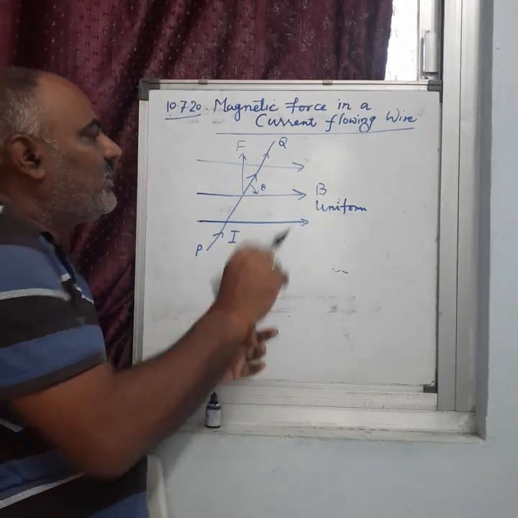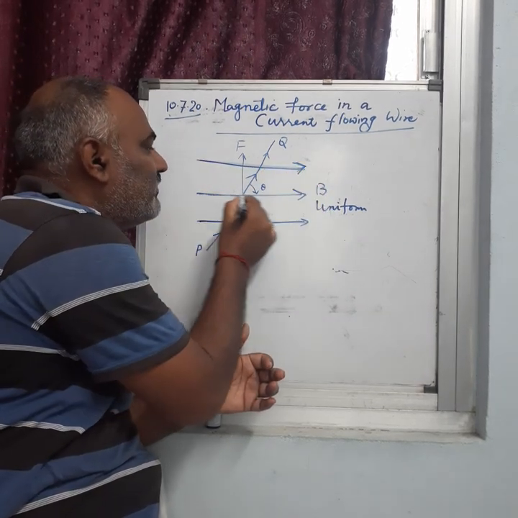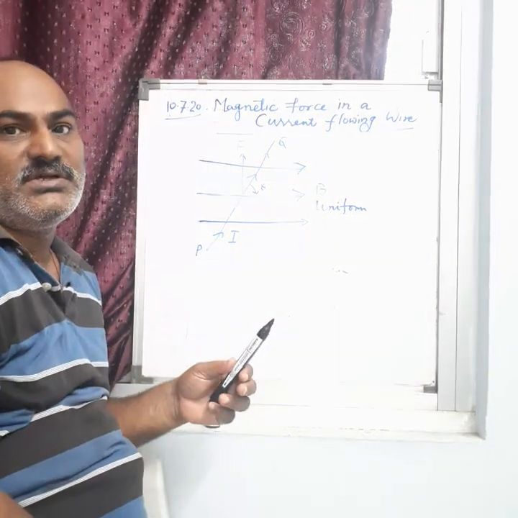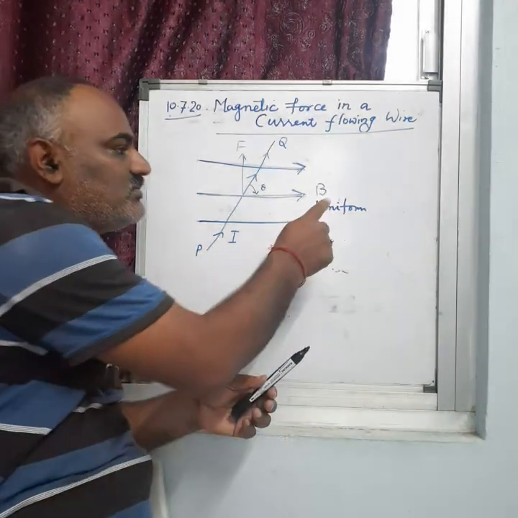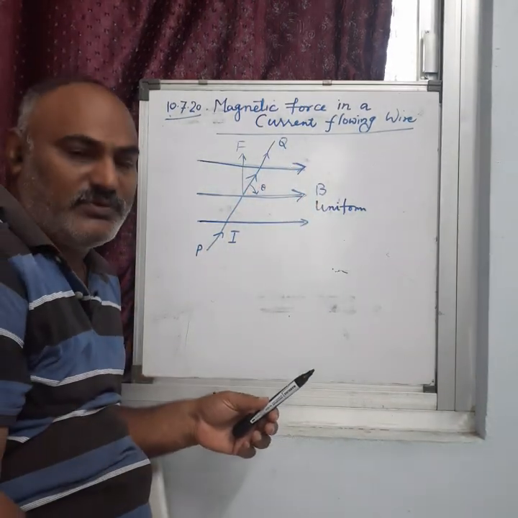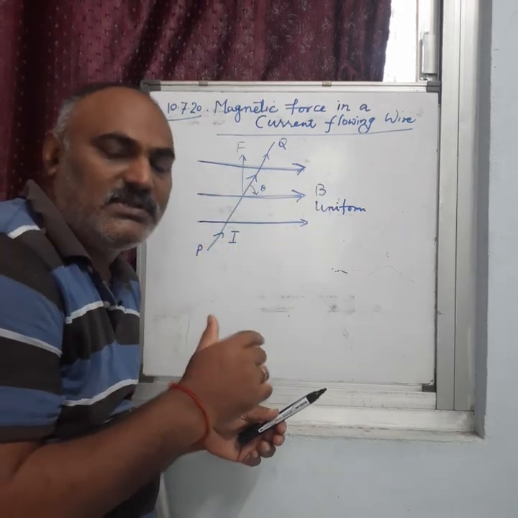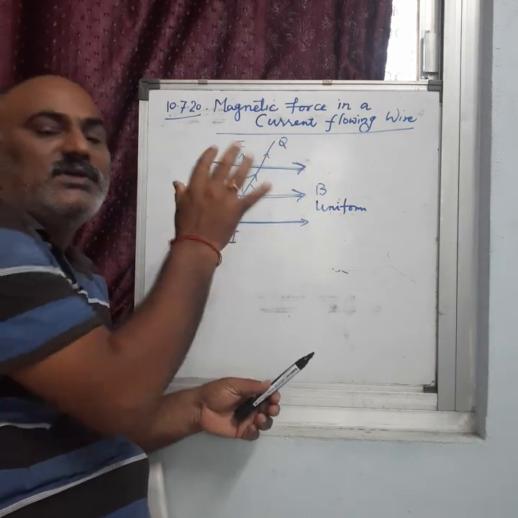This is because all the magnetic field lines, these are the magnetic field lines, are parallel to each other. If magnetic field lines are parallel to each other, it means the magnetic field B is uniform. If the magnetic field lines are not parallel to each other, then the magnetic field is non-uniform. Here the magnetic field is uniform.